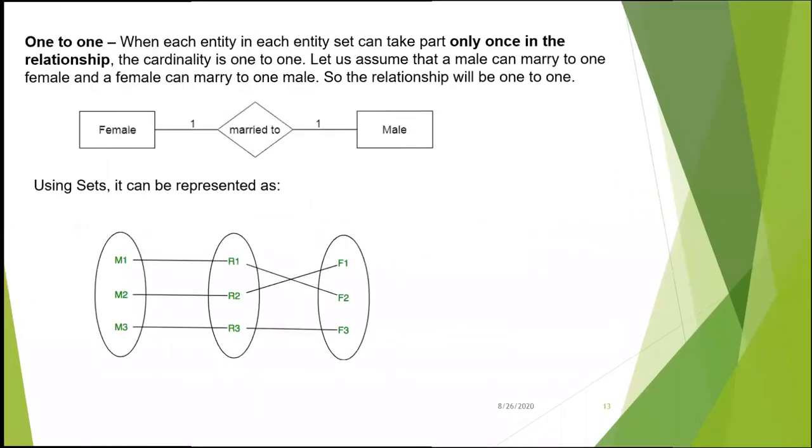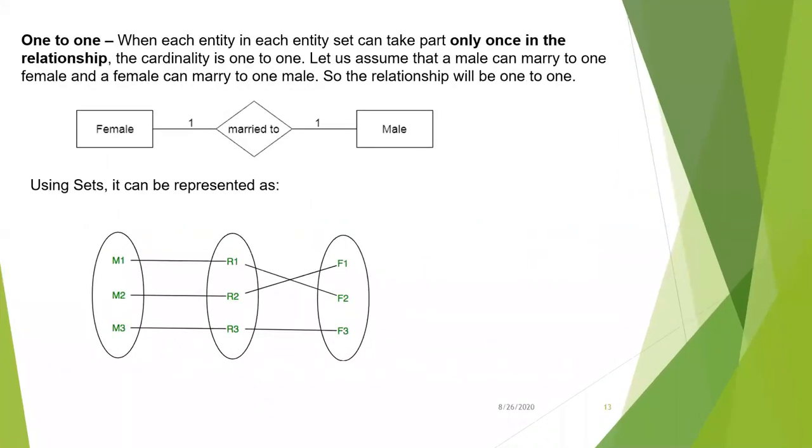Next. We have four types of relationships: one-to-one, one-to-many, many-to-one, and many-to-many relationships. See here, one-to-one: when each entity in each entity set can take part only once in the relationship. So here there is only one time participation.